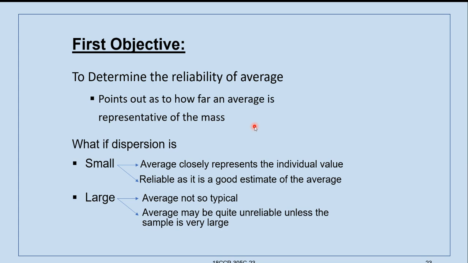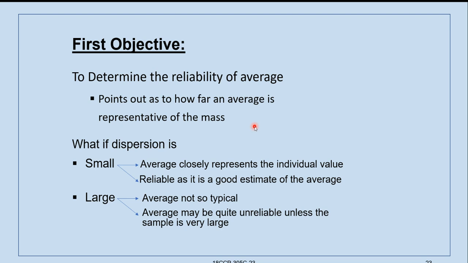We will understand the objectives to determine the reliability of average. It points out how far an average is representative of the mass. How far the average is representing the mass. Mass means the series. And we will understand what if the measures of dispersion is small or large.